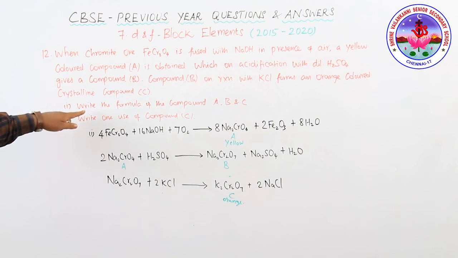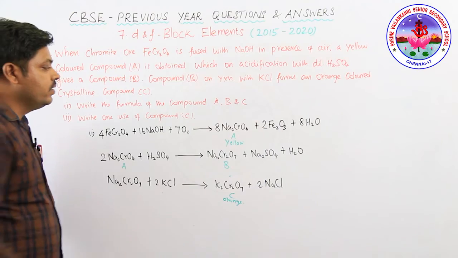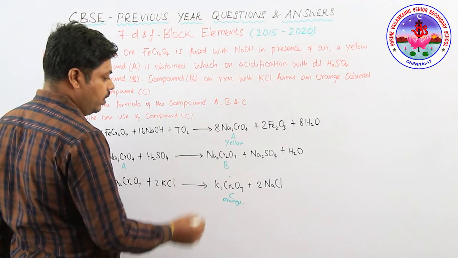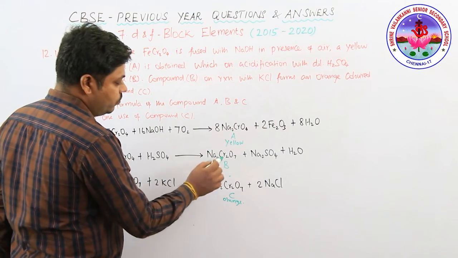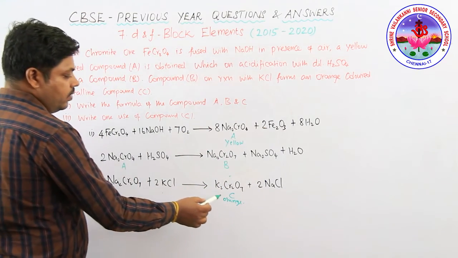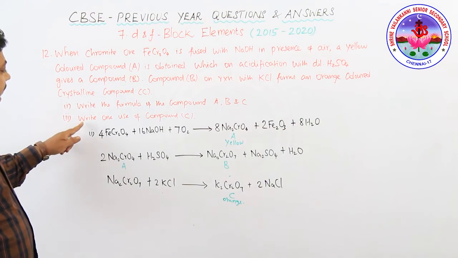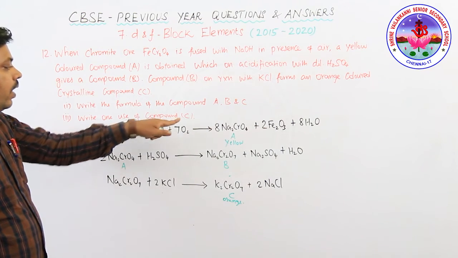Here the question is to write the formulas of compounds A, B and C. Compound A is Na2CrO4 and compound B is Na2Cr2O7, that is sodium chromate and sodium dichromate. Then compound C is potassium dichromate. The next question is to write one use of compound C.